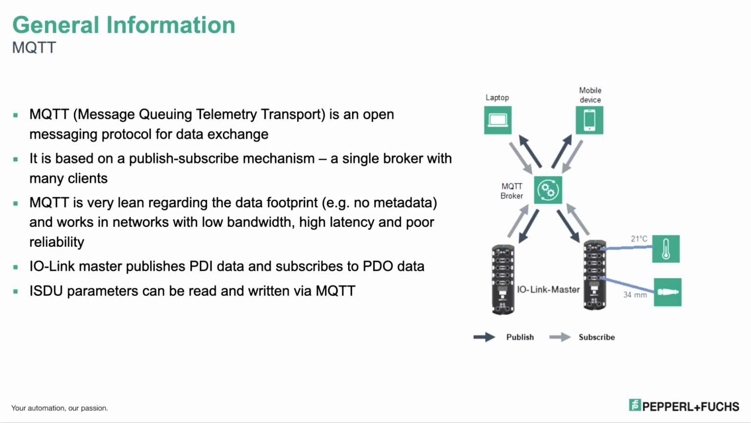As you can see to the right, you could have an ICE3 IO-Link master publish data to a broker, and then another client in a laptop could subscribe to the same broker and receive that information. MQTT is very lean regarding the data footprint with no metadata and works in networks with low bandwidth, high latency, and poor reliability. The IO-Link master will publish PDI data and can subscribe to PDO data. ISDU parameters can be read and written via MQTT.